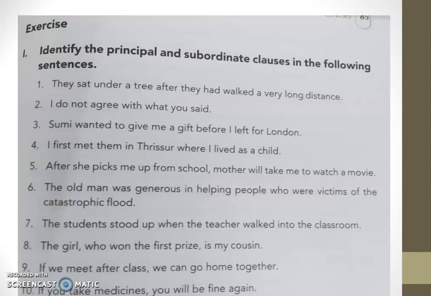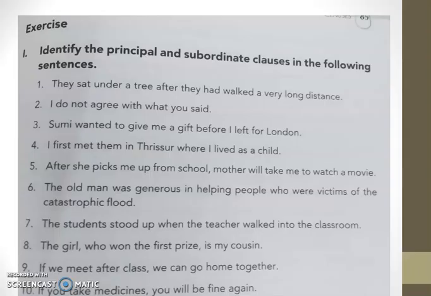Eighth question, the girl who won the first prize is my cousin. So this is a bit tricky. You have to read the question very carefully. The girl who won the first prize is my cousin. This is how you have to read it. So let's take a closer look. The girl is not a clause when it is alone. Is my cousin is also not a complete clause.